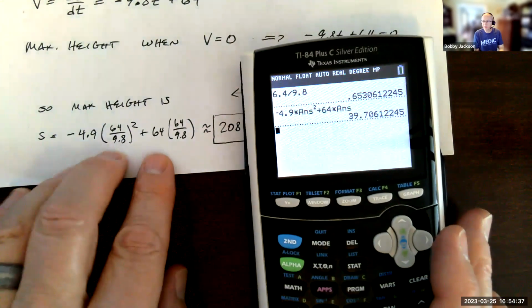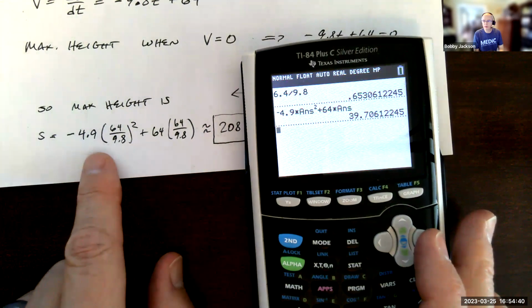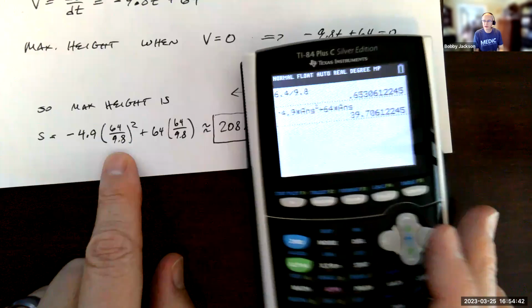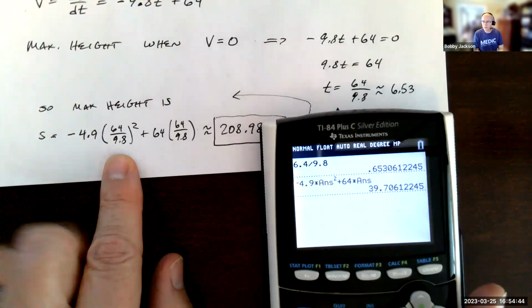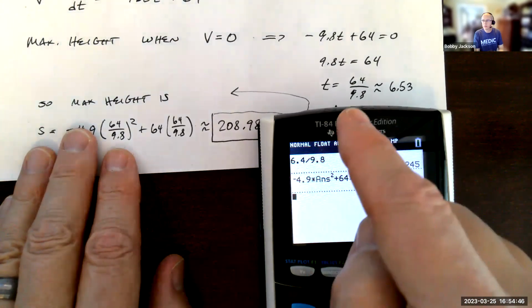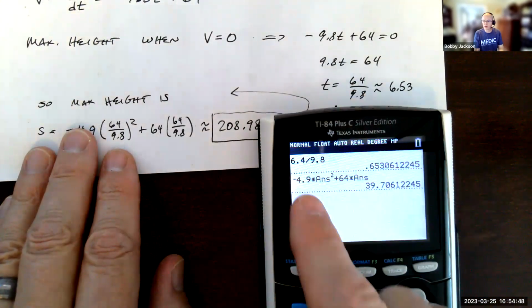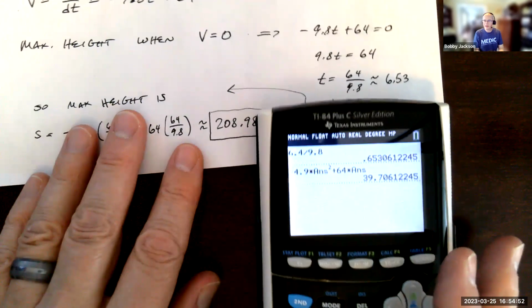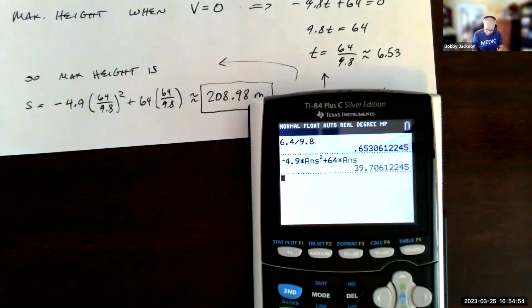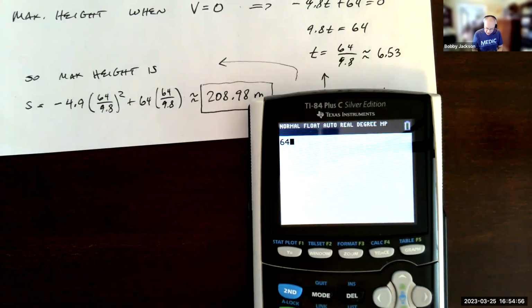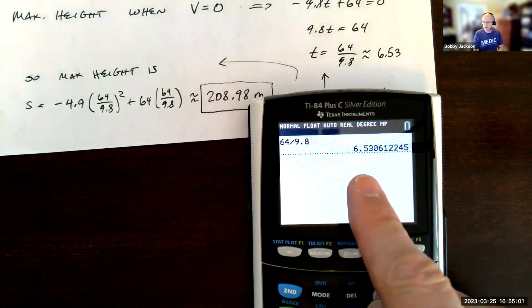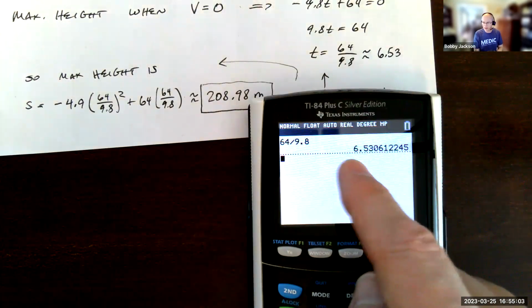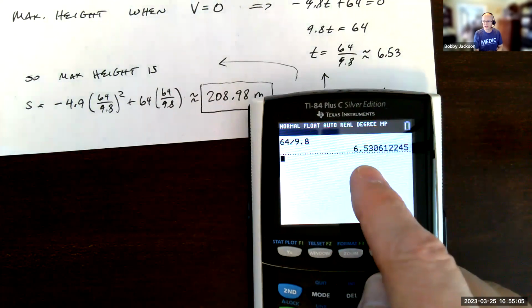Oops, I messed up something. What did I do wrong? Negative 4.9 answer squared. Oh, I did 6.4 instead of 64. My goodness, that's bad. I'm off by a factor of 10. So let me change that real quick. I'm sorry. Let me just clear that out. So 64, sorry about the confusion there, divided by 9.8. I even said I got 6.53 and I didn't in the calculator. So this makes better sense.